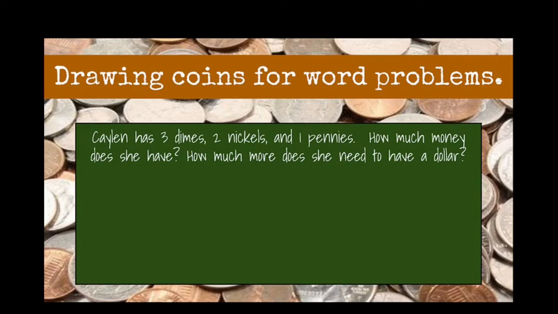Now, what if we come to a word problem that has 2 parts like this? This says, Kaylin has 3 dimes, 2 nickels, and 1 penny. How much money does she have? How much more does she need to have $1? Well, we need to answer this first question first. How much money does she have? And we need to draw our coins.